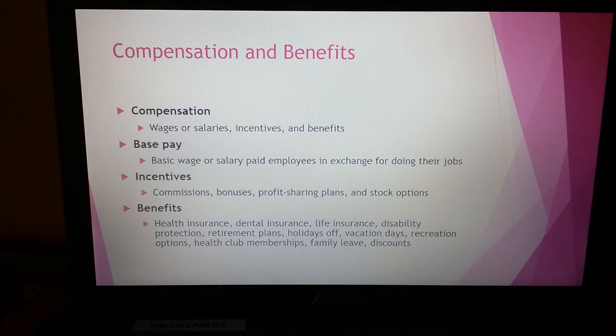Okay, so let's talk about compensation and benefits. Of course, we all go to work to get paid. Compensation is wages, salary, incentives, and benefits. Base pay is the base wage. Incentives are where you get a commission or maybe a tip, bonuses, profit sharing. And then benefits are things like health insurance, dental, life, disability, retirement plans, paid days off, family leave, that kind of thing. Different employers have lots of different things that they might offer.